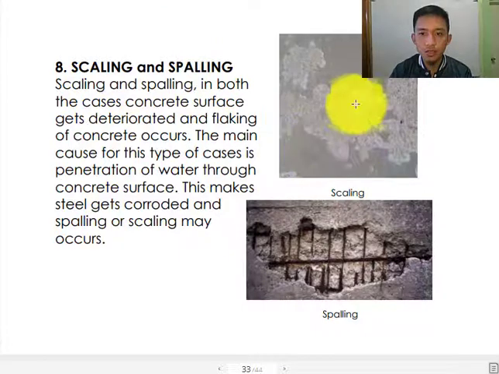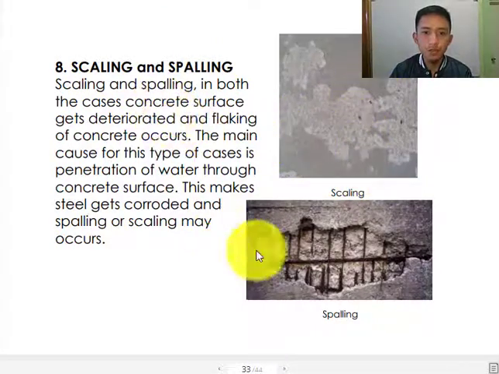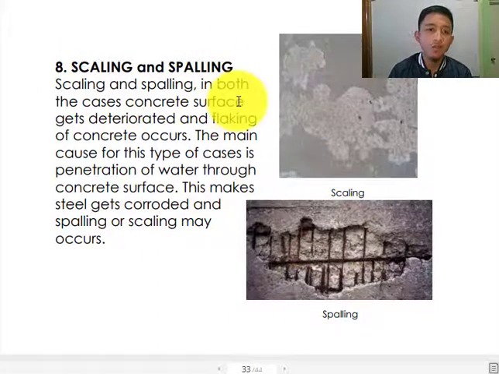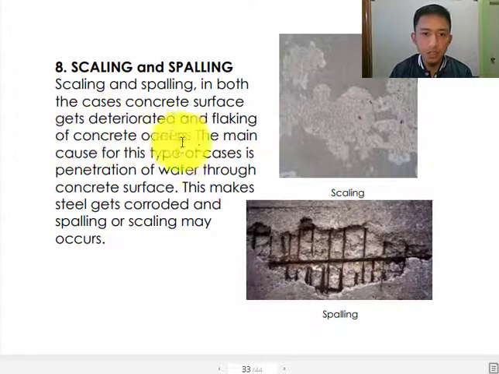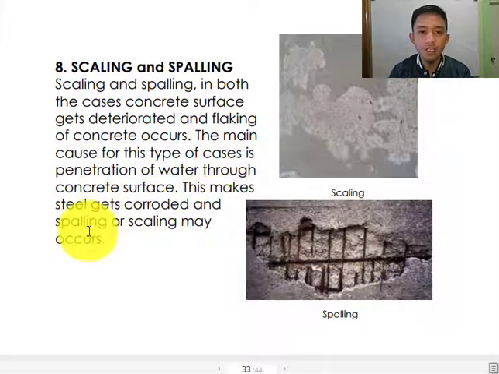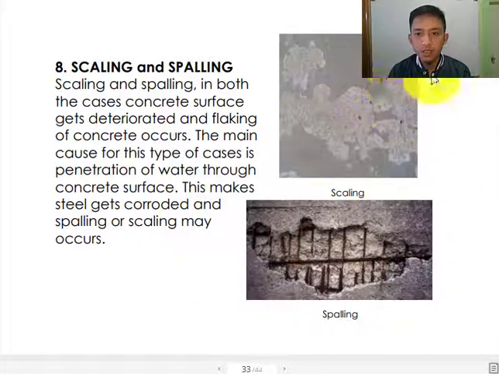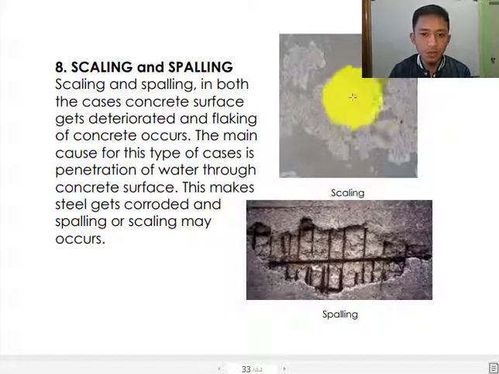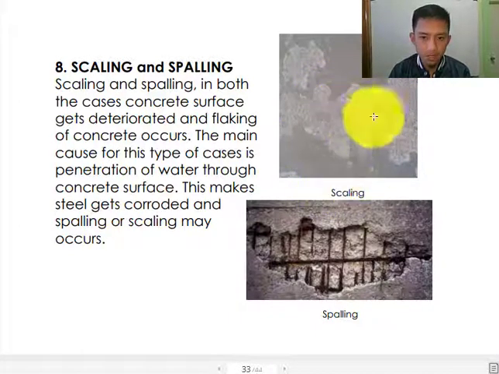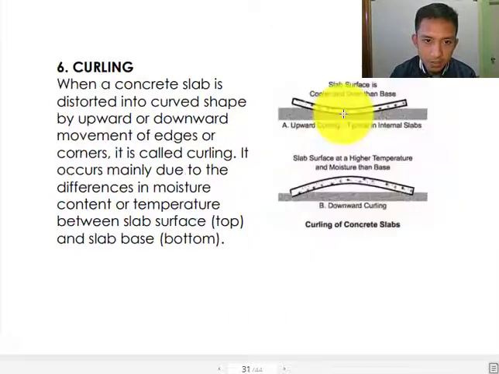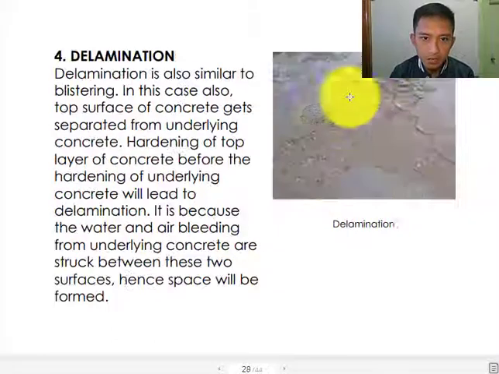Scaling and spalling. This is almost again a separation of the surface, but it is important because, in both cases, the concrete surface gets deteriorated and flaking of concrete occurs. The main cause of this type of case is penetration of water through concrete surfaces. This makes the steel get corroded and then spalling or scaling may occur. So again, this is due to water, the type of water being used, and the penetration of water.